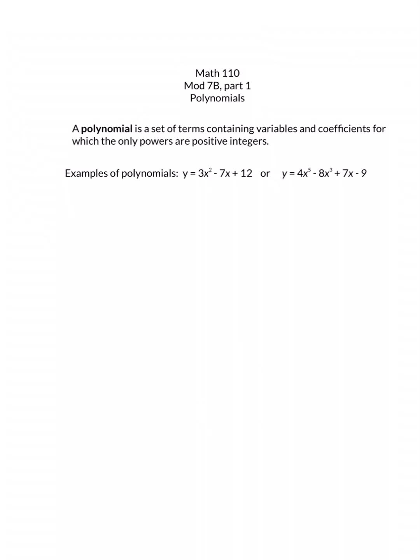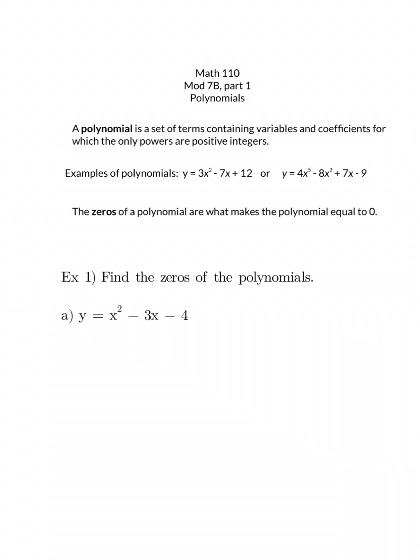Some examples of polynomials are y equals 3x squared minus 7x plus 12, or y equals 4x to the fifth minus 8x to the third plus 7x minus 9. The zeros of a polynomial are what makes the polynomial equal to 0. We're being asked to find the zeros of the polynomials.